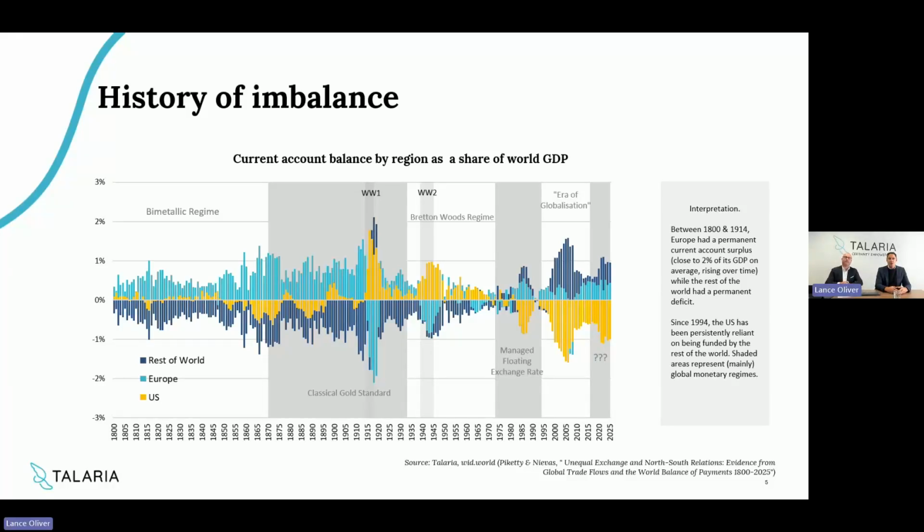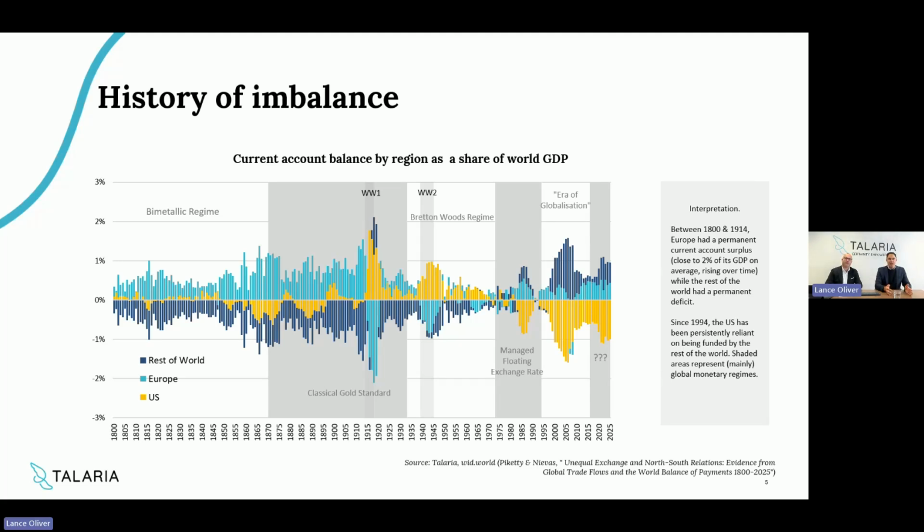Yeah, thanks, Lance. So this first slide is simply showing you the current account balance by region, divided into really three regions: rest of the world, Europe, and the United States. They're the coloured bars. The way to understand this exhibit is that anything above zero, anything that's positive, suggests that region earns more from global trade and income flows than it consumes. Of course, anything below zero means that you are earning less from international trade and income flows than you're spending.